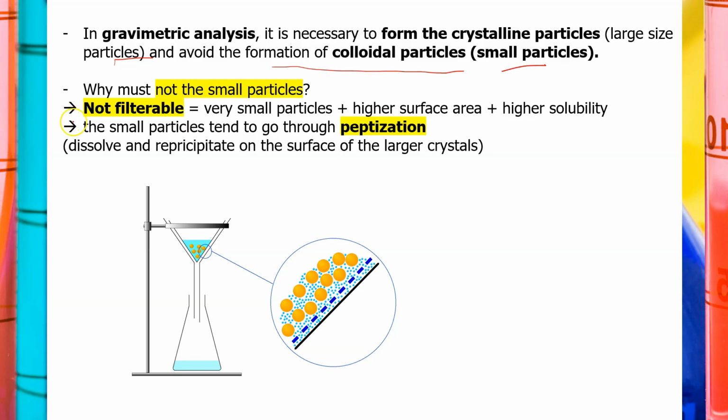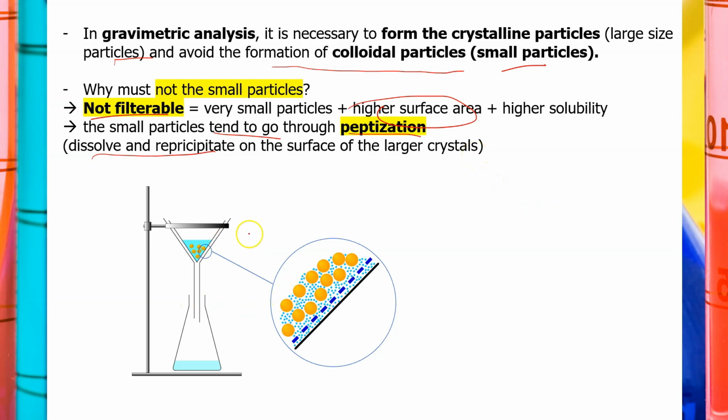First, small particles are not filterable. Small particles give a higher surface area and higher solubility, which affects the filtration process. Next, small particles tend to go through peptization. What is peptization? Peptization is a process when the particles dissolve and reprecipitate on the surface of the large crystals.